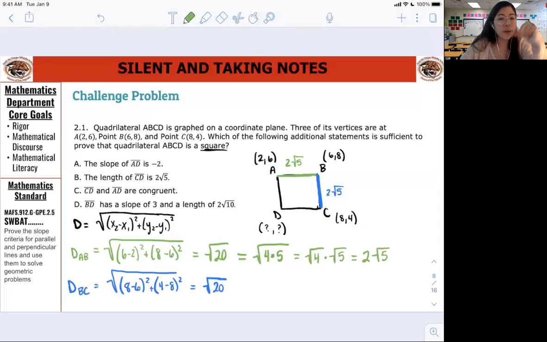Okay, now let's look at the answer choices. Which of those is the only one that has to be enough information to prove our square is a square? Yes, Jalen. Share with the class which of the following answer choices is the only one that is enough information to prove that we have a square.